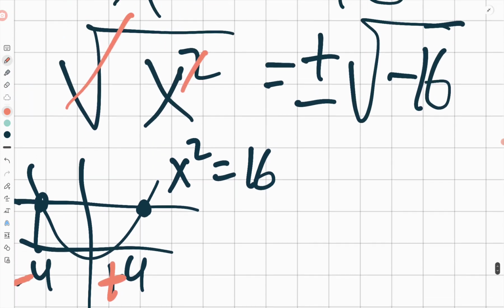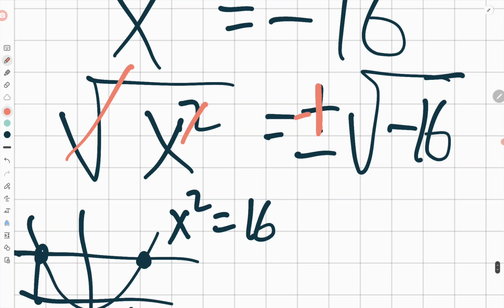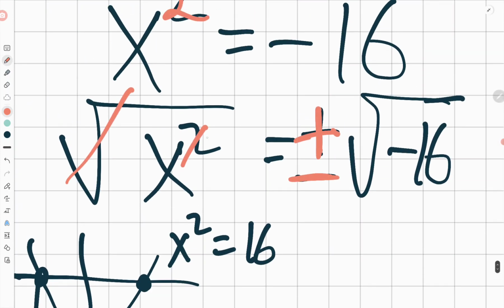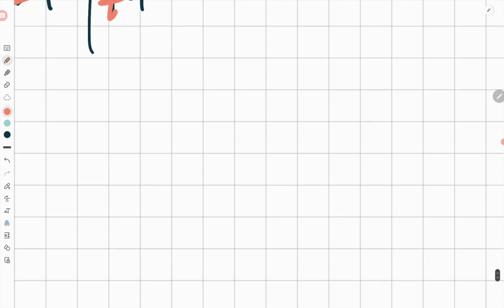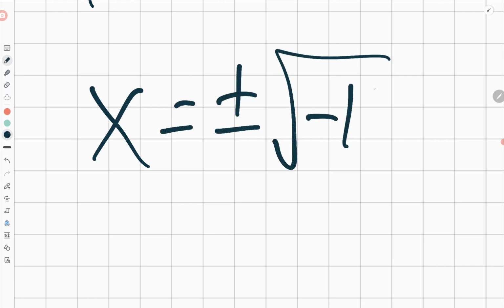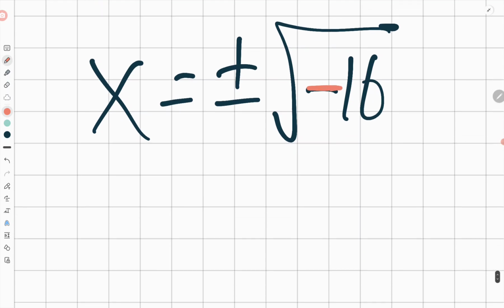So going back to our original problem, that means you need the plus and you need the minus here, even though under the root symbol you have negative 16. Okay, and again, as I said, remember here, the 2 and this will cancel. So you end up with x equals plus or minus the root of negative 16. This is a little bit different because now there's a negative under the root symbol. So you have to work that out.